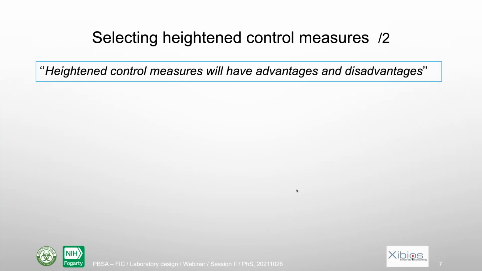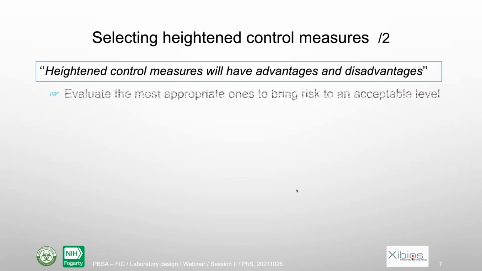So when selecting those risk control measures, we need to consider that all those measures have their own advantages and also disadvantages. There are pros and then there are cons. So for each one that we would need to put in place, we need to evaluate the most appropriate way to do things to bring risk to an acceptable level.